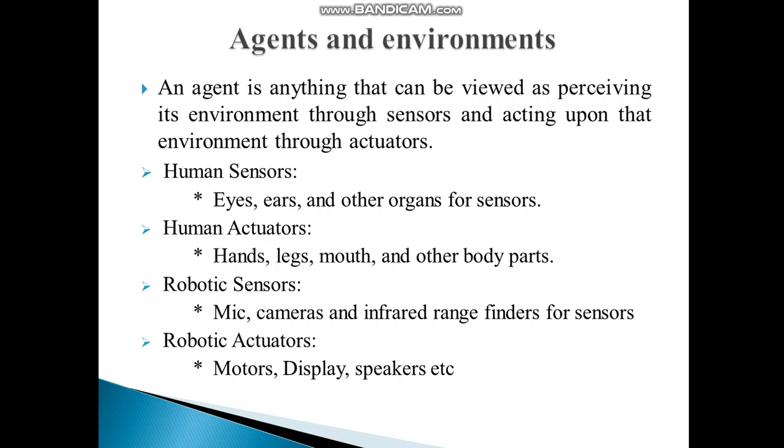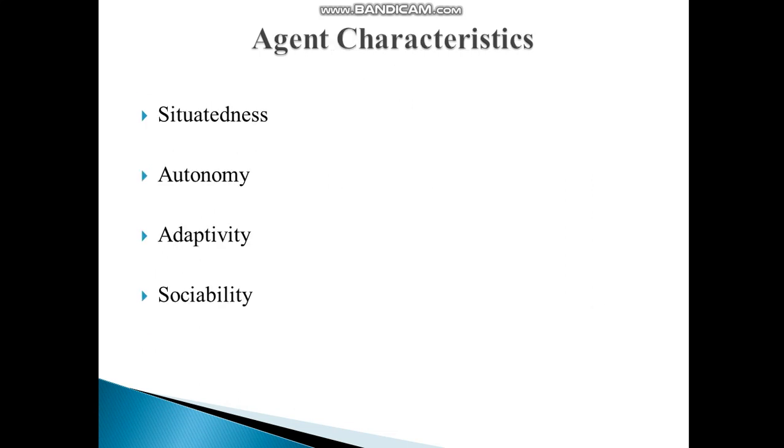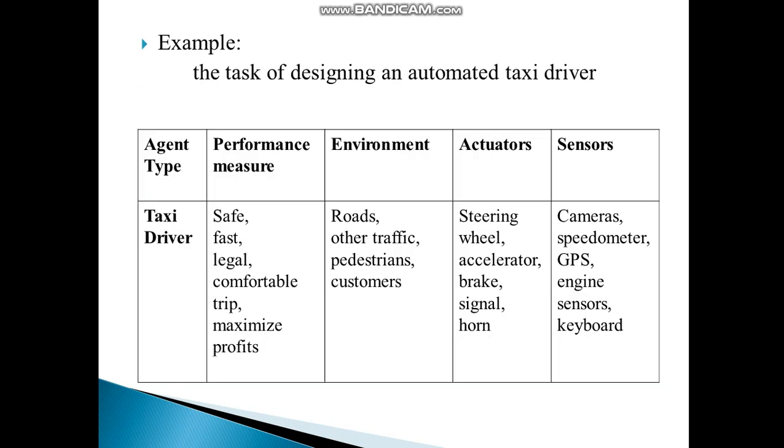Here, humans and robots are the agents. Agent characteristics: autonomy, adaptivity, and sociability. Consider an example: the task of designing an automatic taxi driver.